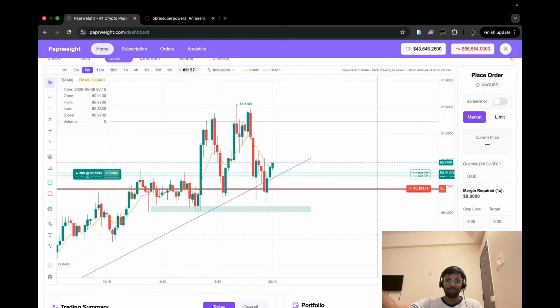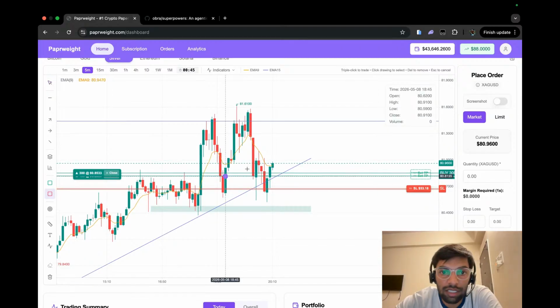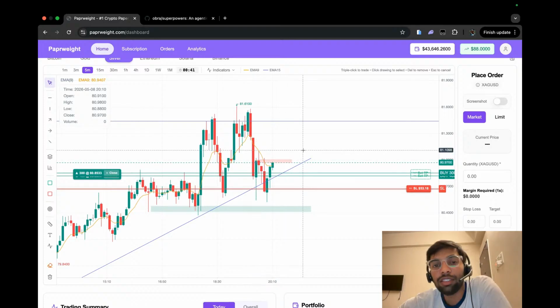Go, silver, go. Good, good, good. So this is actually what is preventing silver at this area. If it is able to cross this area, then silver will fly.